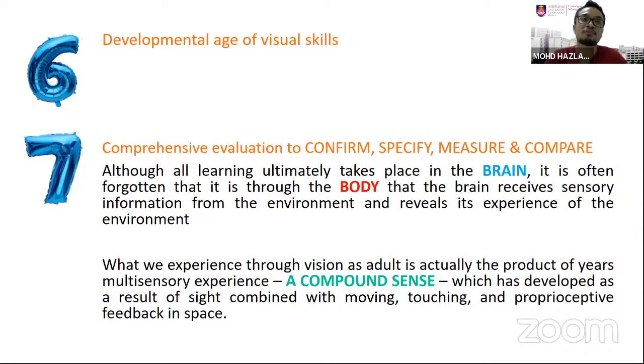The child doesn't need to be trained for that. It is not ready for them. Their central nervous system is not there. Their oculomotor control is not ready and everything, okay? Number 7 is comprehensive evaluation. This is really, really very important. We need to do a comprehensive evaluation.